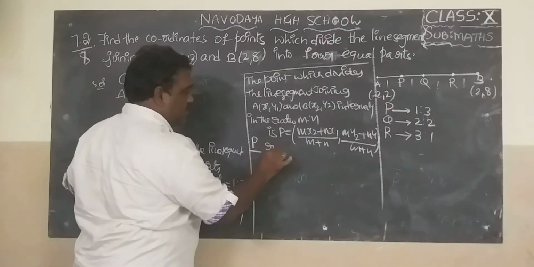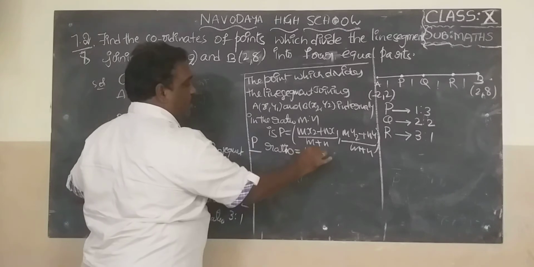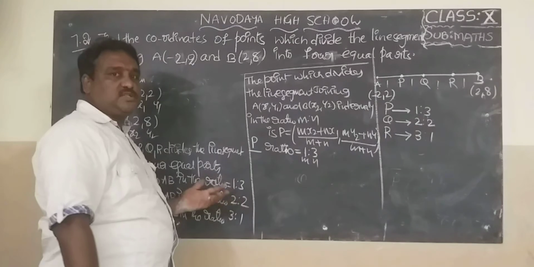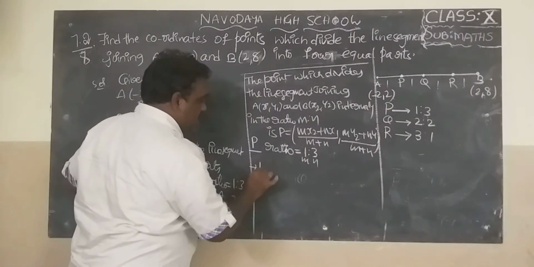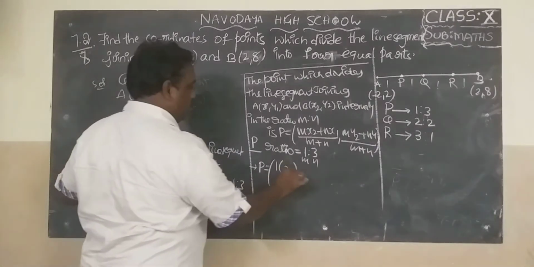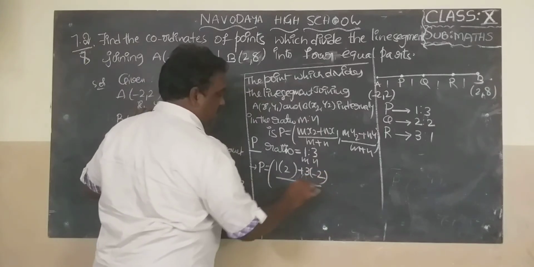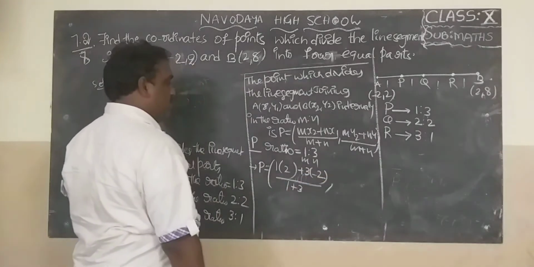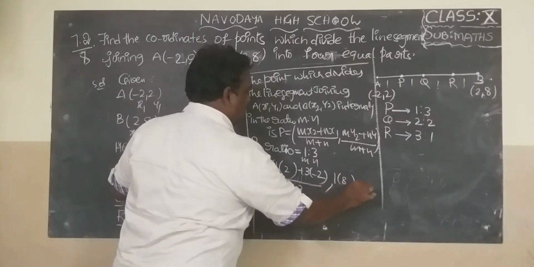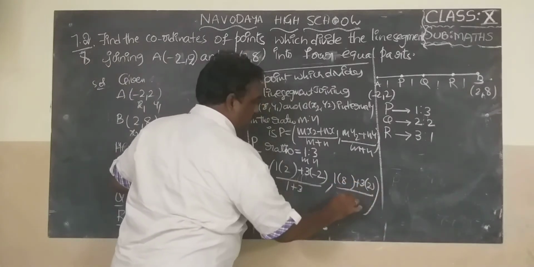Then about P. What is the ratio? P divides AB in the ratio 1:3, so m is 1, n is 3. Substitute: P equals, what is m? 1. What is x2? 2. Plus what is n? 3. What is x1? -2, by 1 plus 3. What is m? 1. What is y2? 8. Plus n, 3. What is y1? 2, by 1 plus 3.